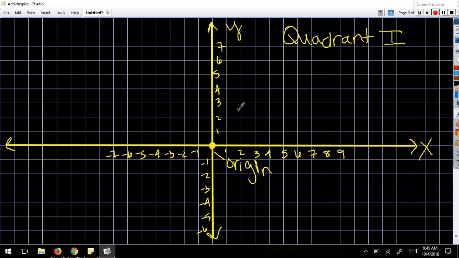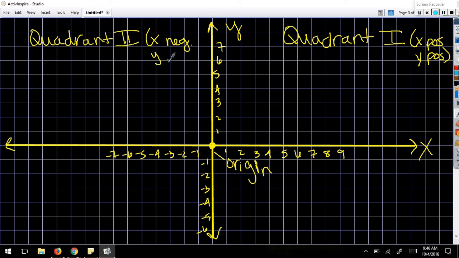How about quadrant 2? Where is that? That's correct. I'm going to use Roman numerals here. That's generally what we do. In quadrant 1, X is positive and Y is positive. In quadrant 2, what's positive and what's negative? X is negative. Every point in that quadrant will have a negative X value but a positive Y value.